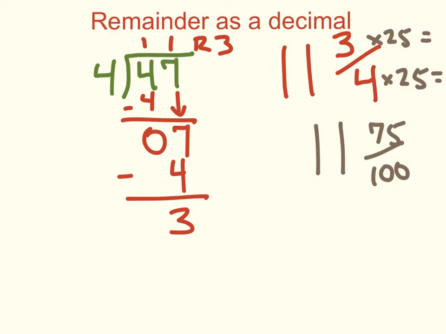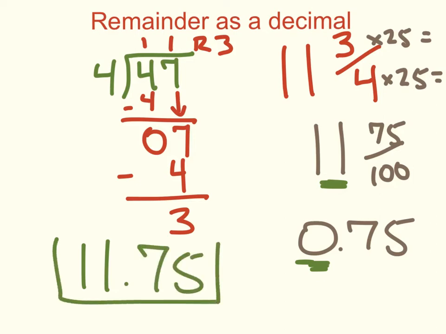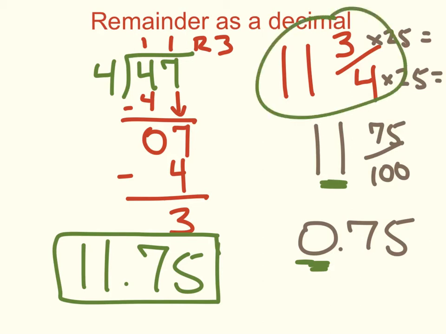And now you know how to write 75 hundredths as a decimal, don't you? 0.75. But instead of this 0, we have 11. So our answer really becomes 11.75. And that's how we change our answer from a fraction to a decimal. Let's do another couple examples so that you get the hang of it.